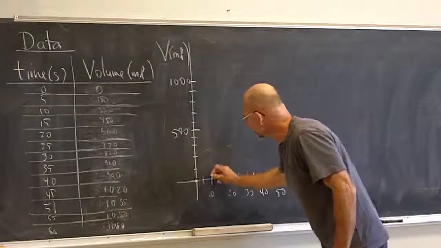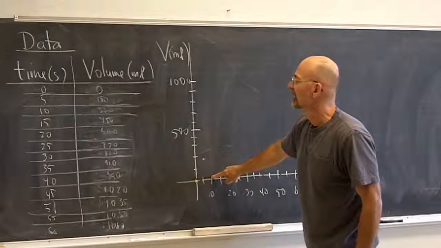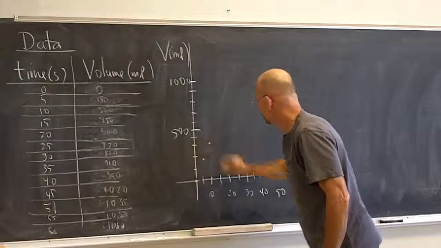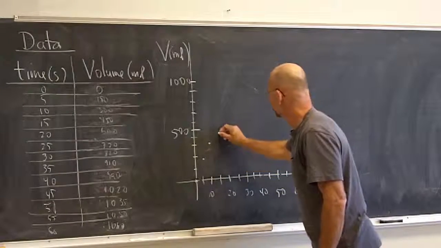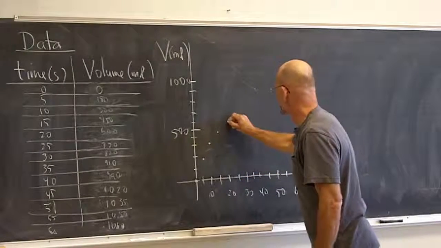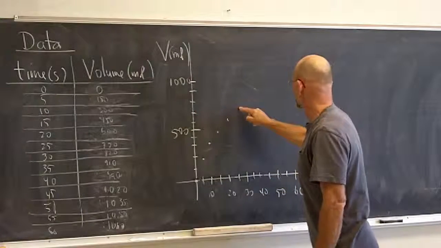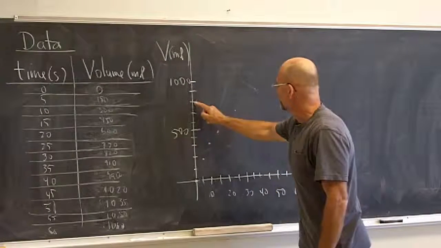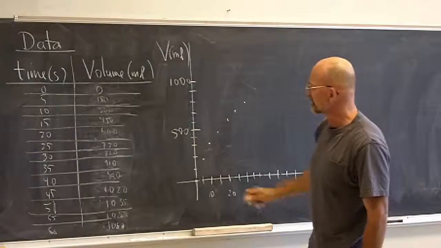5 and 180, so that's just under the 200. 10 and 300. 15 and 450, about right here. 20 and 600, so we're now above here, 600. 25 and 720, that will be about there. 30 and 820, we see a little tendency in there already.